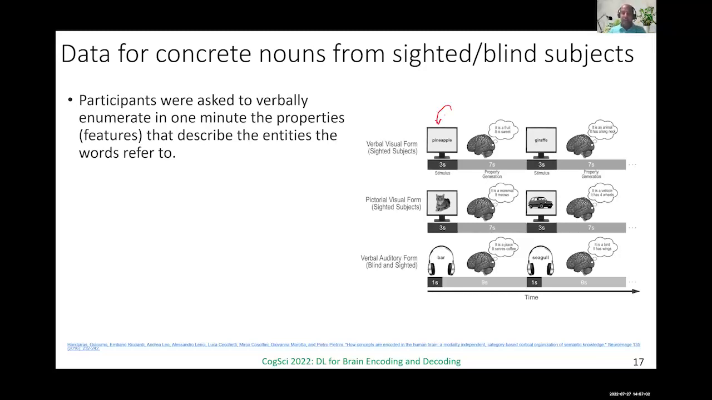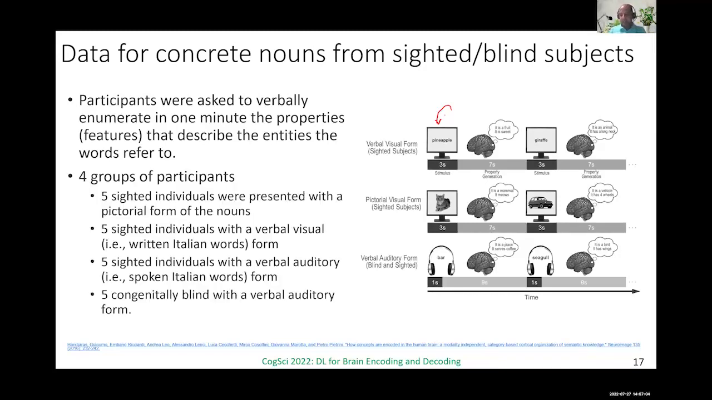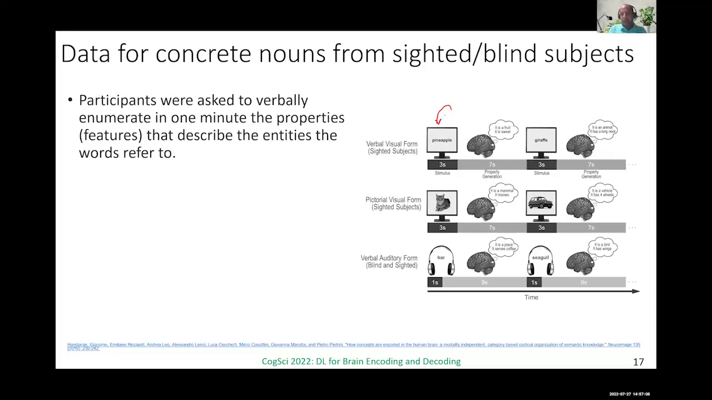So they were shown, for example, three different forms: verbal, pictorial, or verbal auditory. They were shown, let's say, the word pineapple, and they were basically told to think, hey, it is a fruit, it's sweet, and so on and so forth. Then they were shown, in the next 3 seconds, another word, and so on. They were asked to think more about what they see, enumerate properties and talk about it, in the 7 seconds of time.